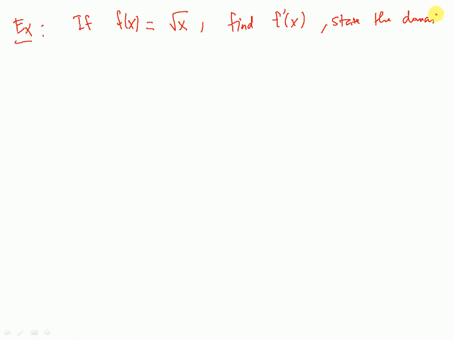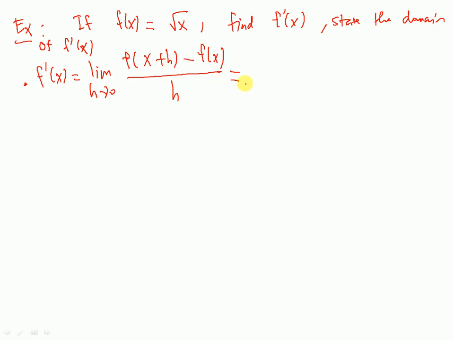Okay, let's try another problem. Okay, so now if I have f of x is the radical of x, find f prime of x, and then state the domain of f prime of x. So the problem is very similar. F prime of x is the limit as h goes to 0 of f of x plus h minus f of x over h.